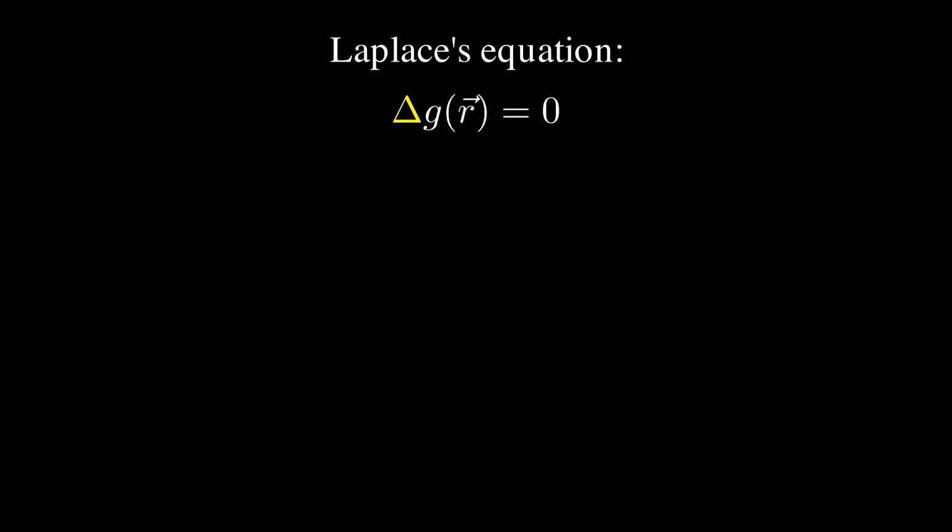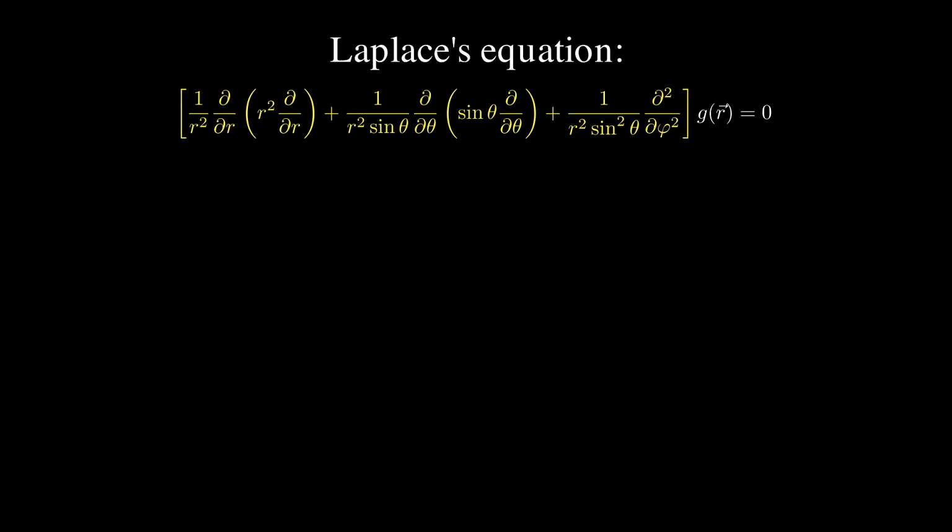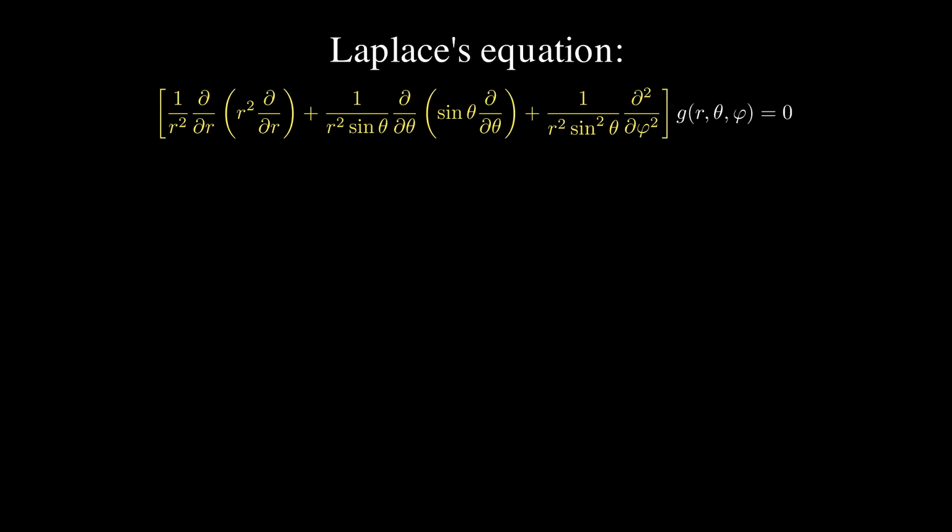Since our basis functions involve the angular coordinates θ and φ, let us write the Laplace operator in spherical coordinates. We now want to solve this pretty complicated looking partial differential equation for the function g, and we're going to solve the equation by using the following ansatz. We assume that our function g can be written as the product of two functions. The first one depends only on the radial coordinate r, and the second one on the angles θ and φ.